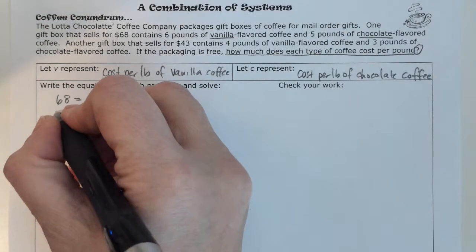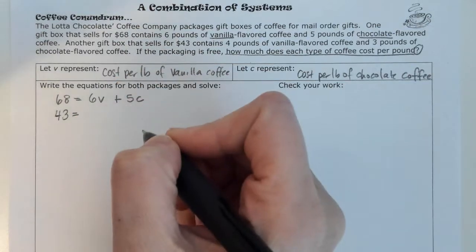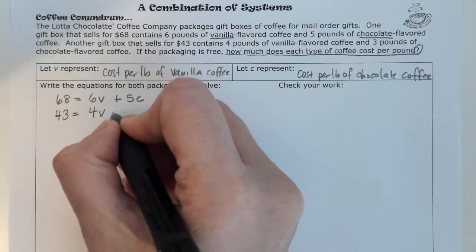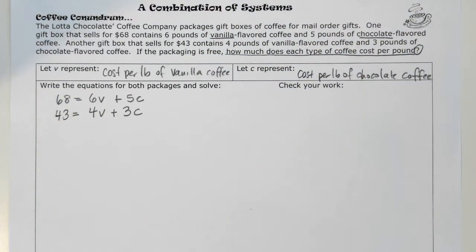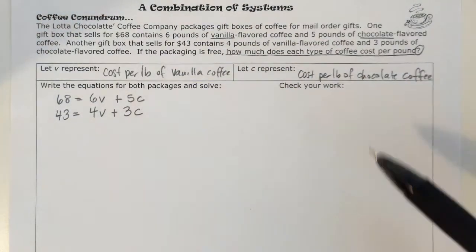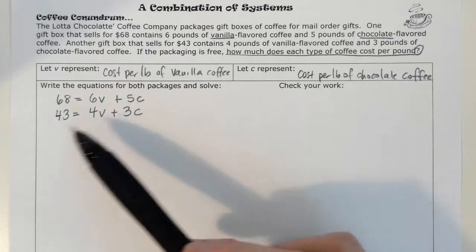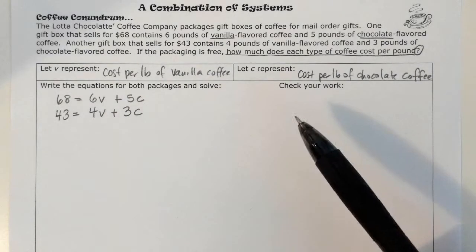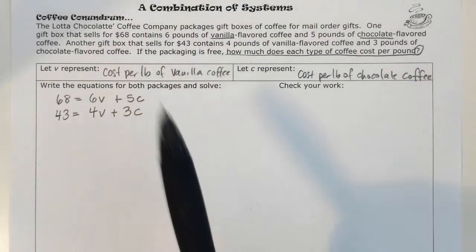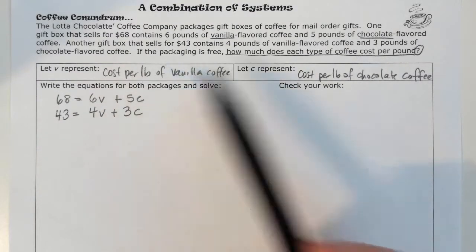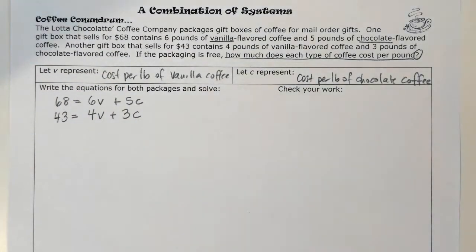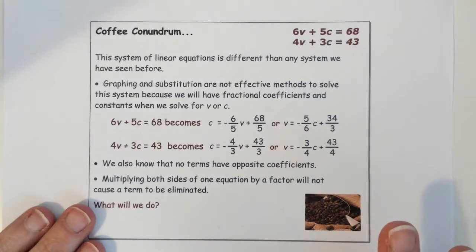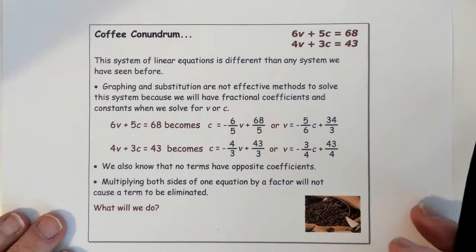Okay, so the $43 gift box contains 4 pounds of vanilla and 3 pounds of chocolate. Remember, when we think about systems, if I have two variables, I need two equations to solve for those variables. If I have one variable, I can just use one equation, but since I have two variables, chocolate coffee and vanilla coffee, I have to use both of those equations. Okay, so let's pause for a minute. We're going to take a little step back and talk a little bit about how we used to solve them. This is different than any system we've seen before.